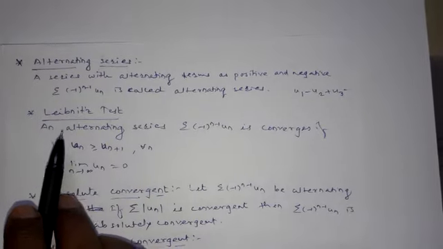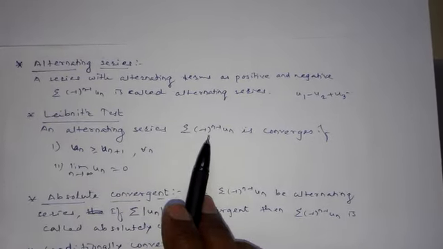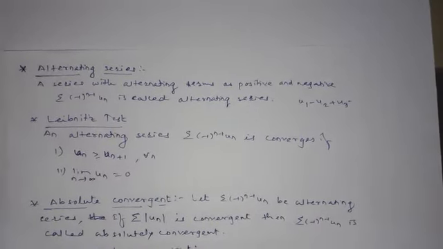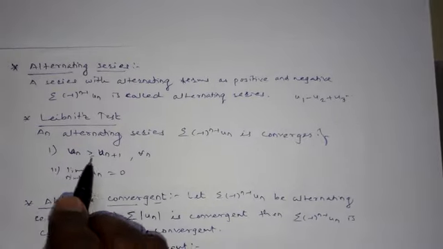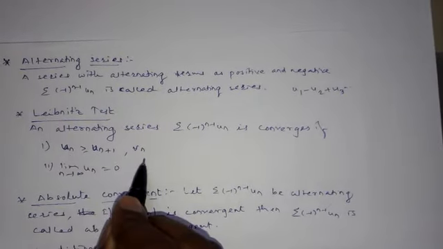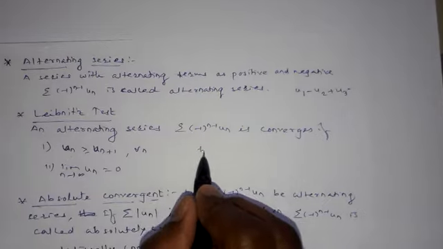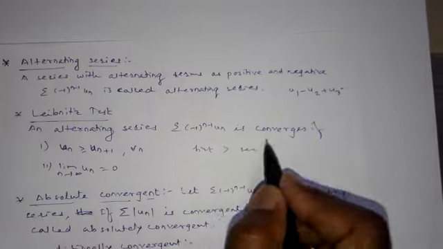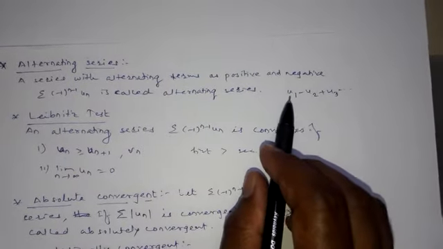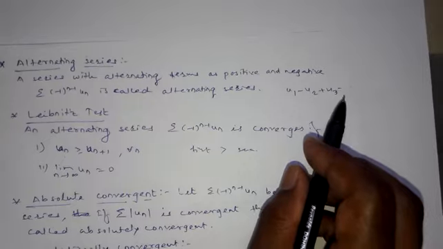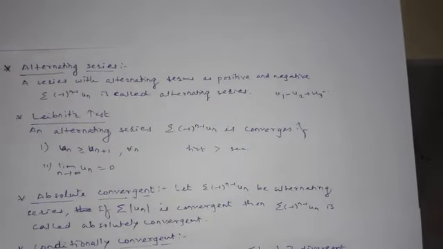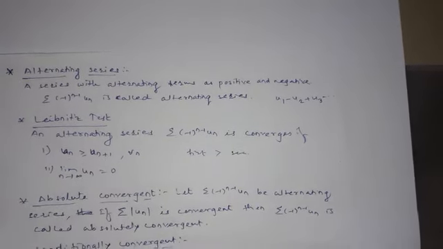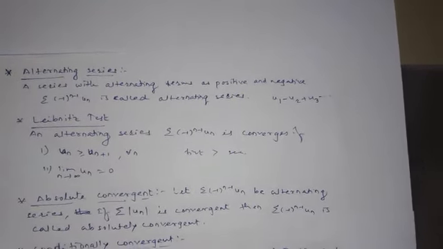So what is that test first? We will see. An alternating series (-1)^(n-1) un converges if it satisfies two conditions. The first one is un is greater than or equal to un+1 for all n. It means the first term is numerically greater than the second term, avoiding these negative signs. u1 is greater than u2, u2 is greater than u3, and like that. So the first term is the largest term. So un is greater than or equal to un+1. It is a decreasing order.